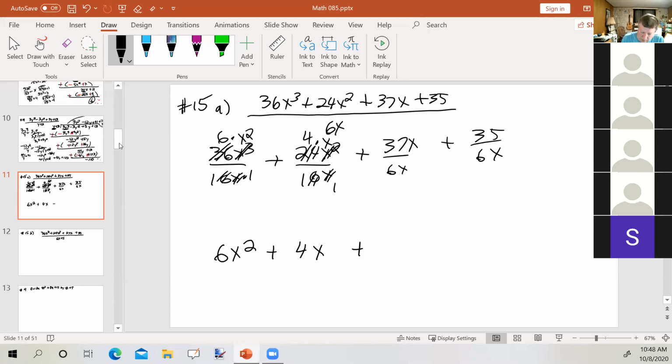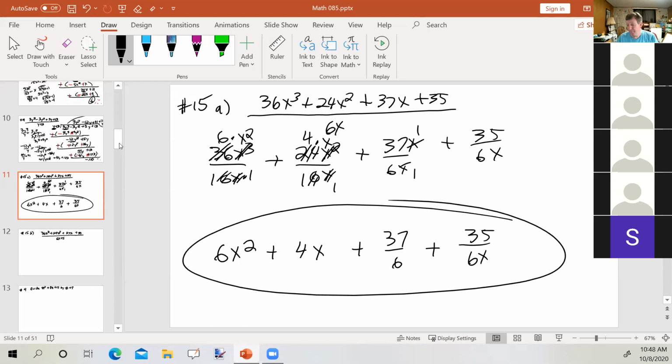Next term is going to be plus 37 over 6 does not reduce, but the x's reduce out to 1 over 1. So I've got 37/6. And the final fraction, nothing reduces there, so it's just going to stay like that. And there you have that one.